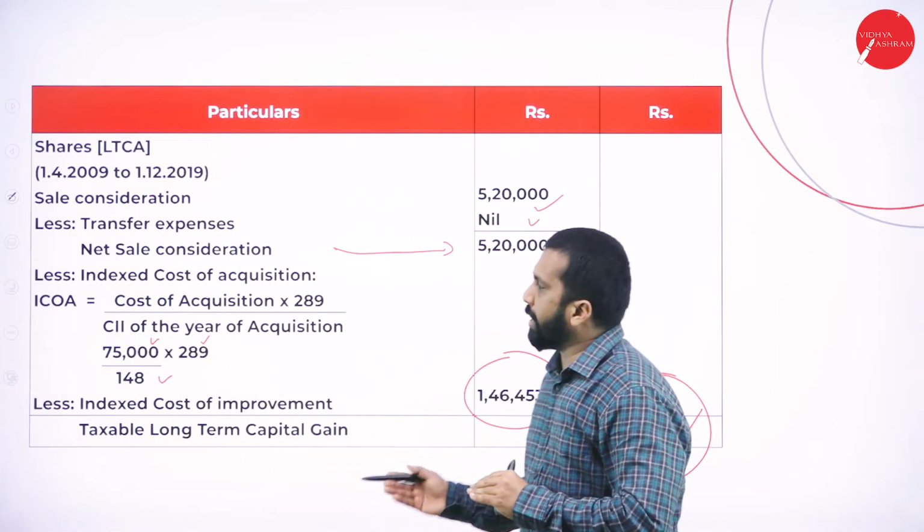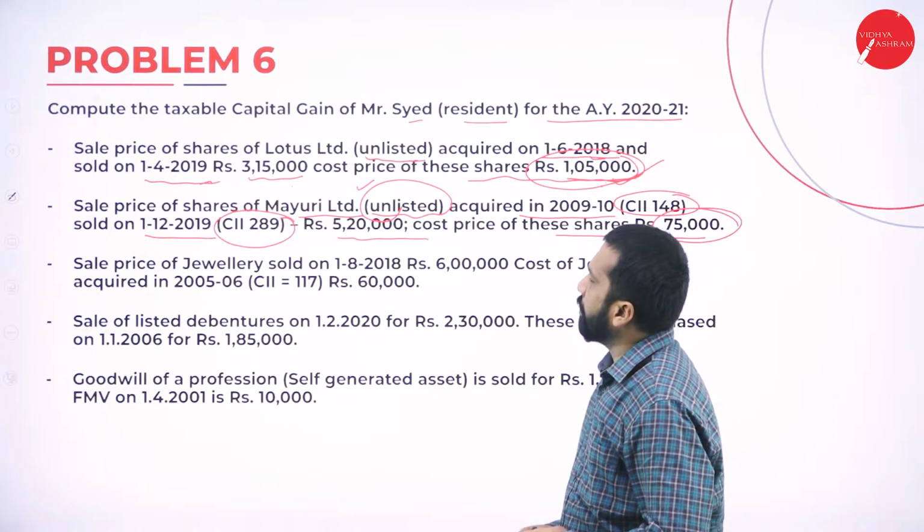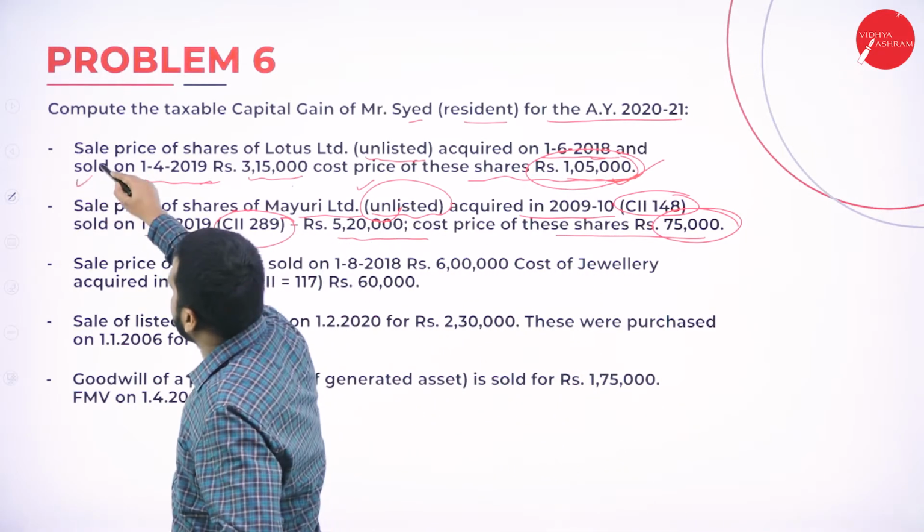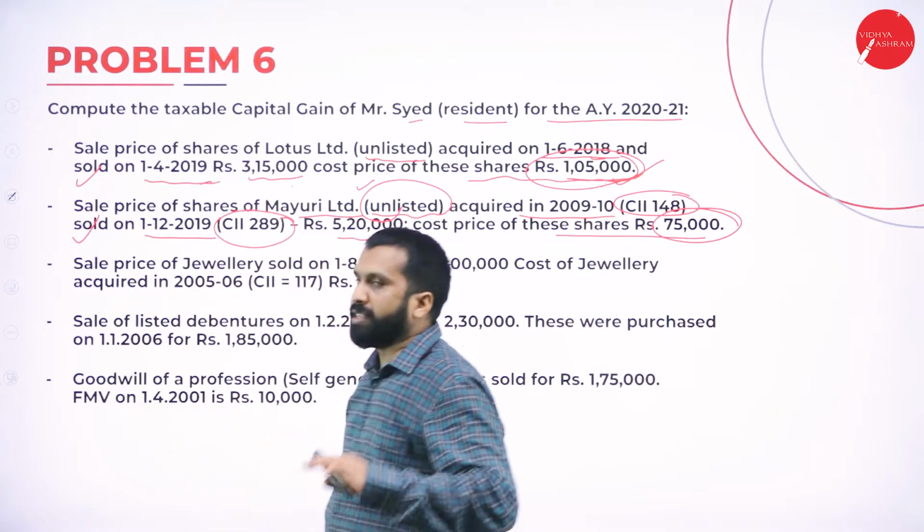Now, we are done up to this unlisted one. So, we calculated. I'll go for the third one. First one is completed. Second one, yes. Come to the third one.